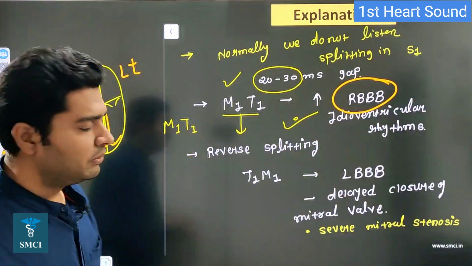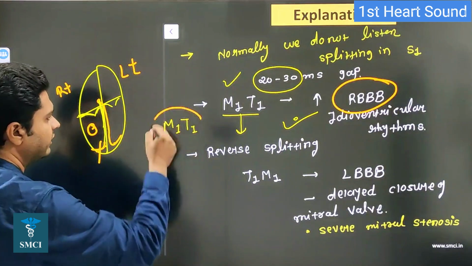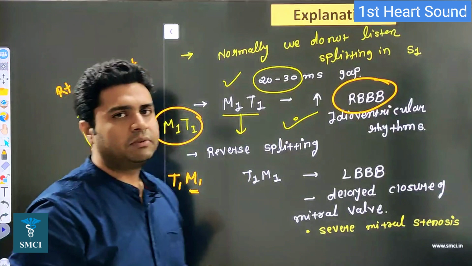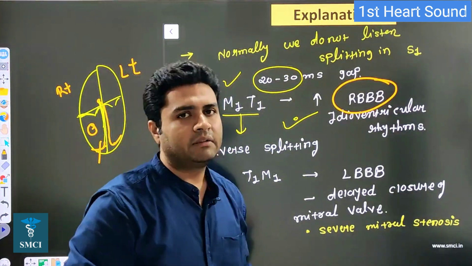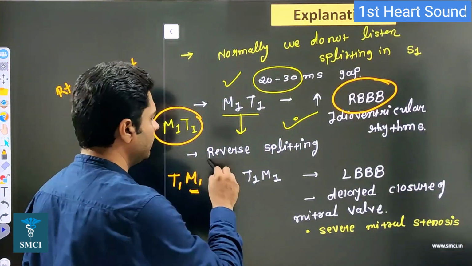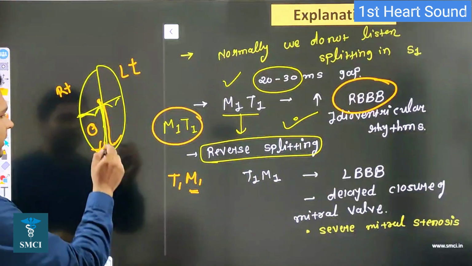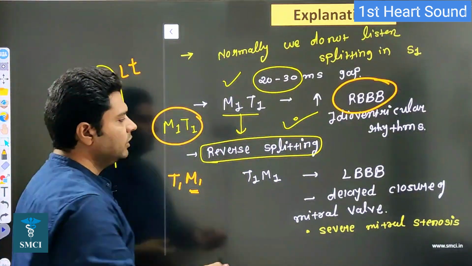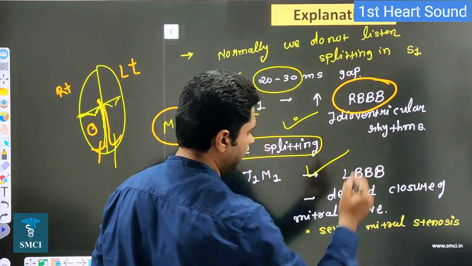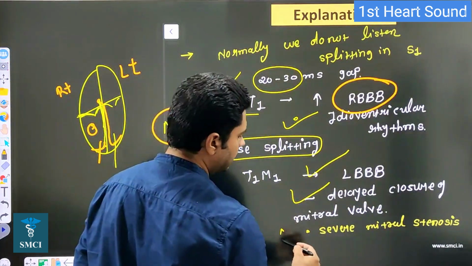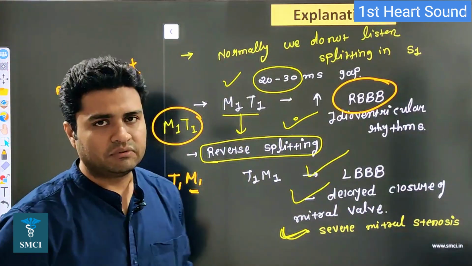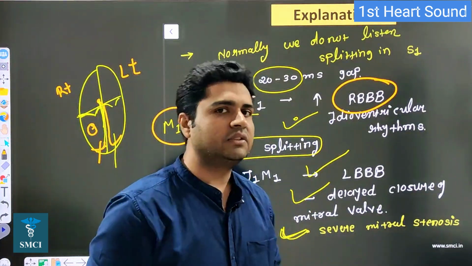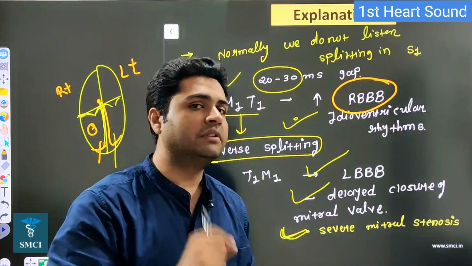But what can be the reverse splitting? In reverse splitting, what will occur? There will be a reversal of M1T1. There will be T1 and M1. Right? So first the right side tricuspid valve will close, and then the left side mitral valve will close. What are the reasons for reverse splitting? Just remember, if there is a left side bundle branch block, then we can hear reverse splitting, because there will be delayed closure of the mitral valve. And in case of severe mitral stenosis, with a very small gap between the mitral leaflets, there will also be reverse splitting.